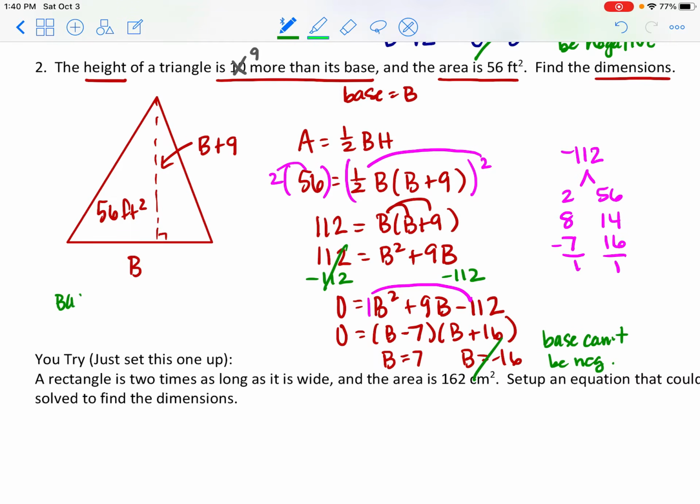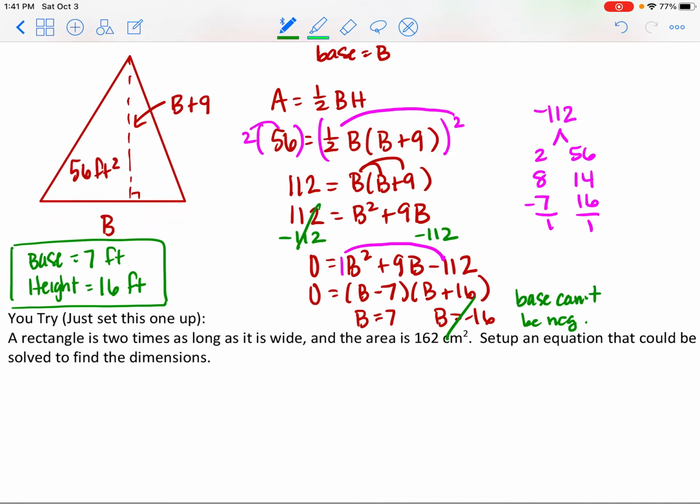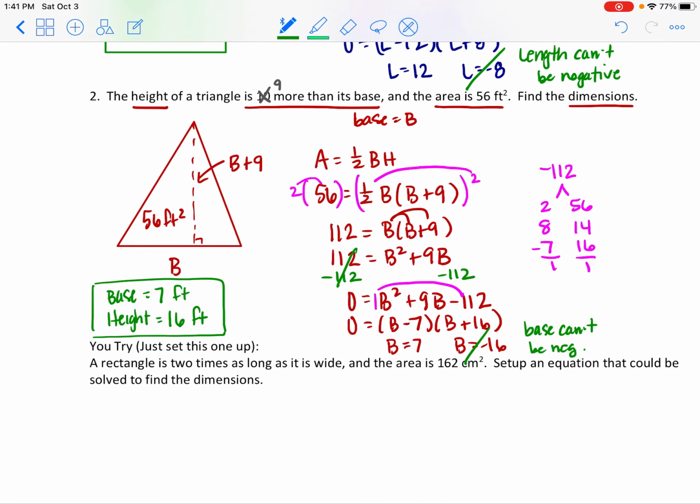So our base is 7 feet, and then our height was 9 more than that. 9 more than 7 would be 16 feet. And if we multiplied 7 and 16, we would get 112, and then if we cut that in half, that would give us the area of 56 that we were supposed to get. Okay? So hopefully not terrible.